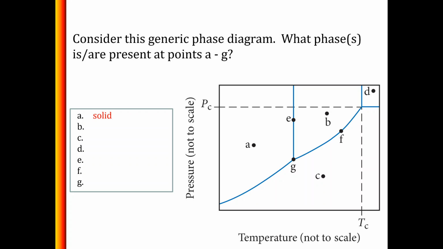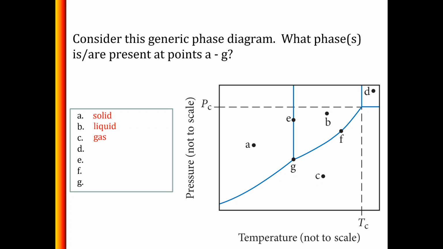Next one, B. We've crossed a phase boundary here. What phase could we be in? We're at relatively high temperature, pretty close to normal pressure. That should be a liquid. Then at C, we've crossed this phase boundary without entering this one up here. What phase are we in there? We're in a gas, of course.